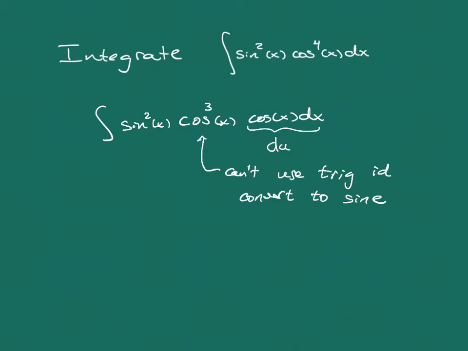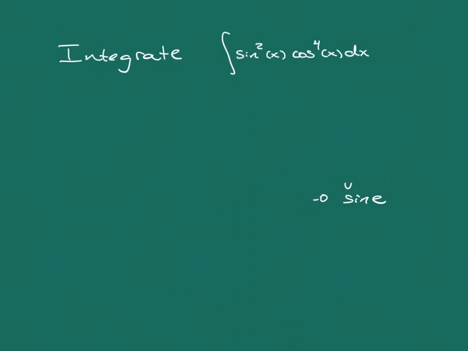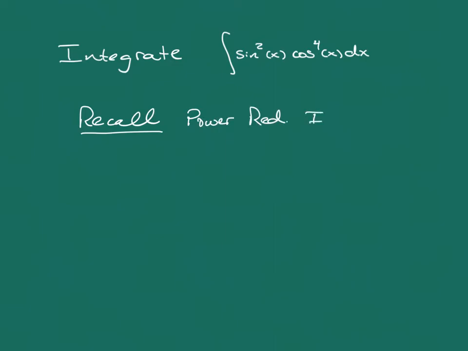So what do I need to do? I need to come up with something else that's going to do the job in this case, since my technique fails, and it's pretty obvious why it fails. So we've got to have something else. What's going to help us out is that we need to recall some of our power reduction identities from trig.